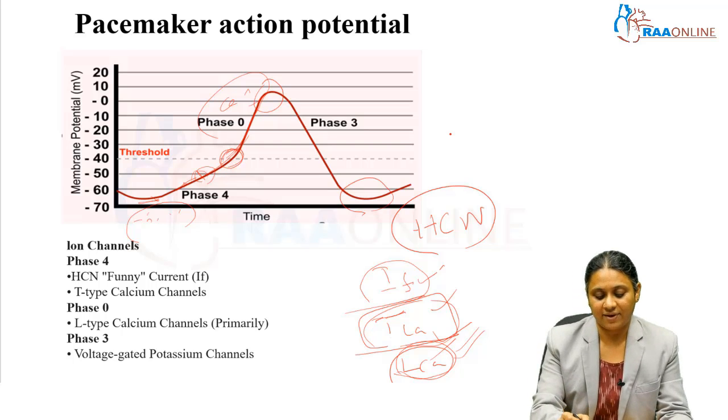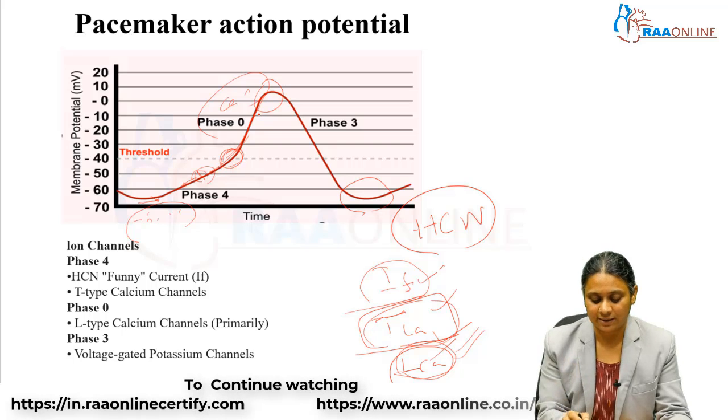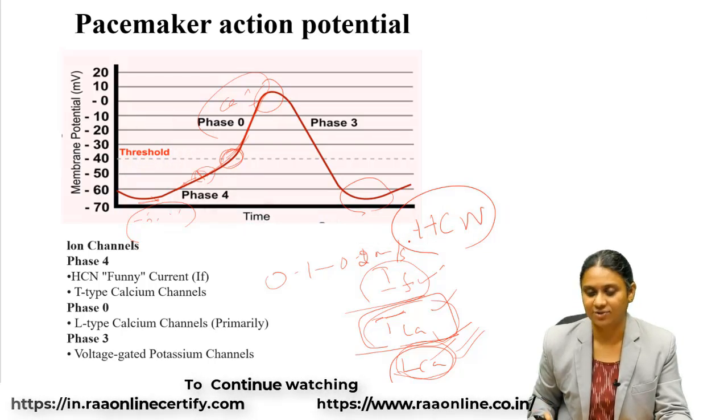As already said, in phase 0 the slope is more and the velocity is smaller. In that, 0.1 to 0.2 meters per second is the velocity of propagation of the pacemaker action potential.